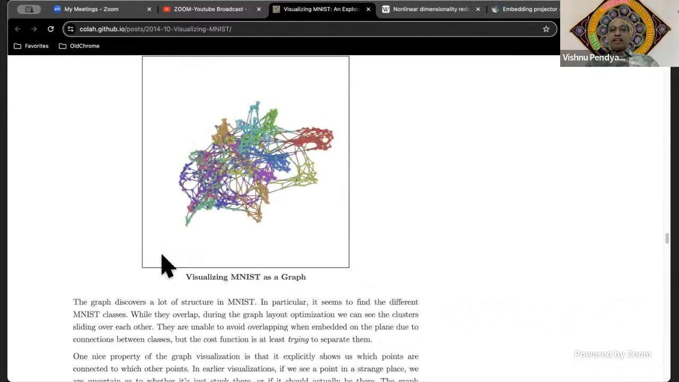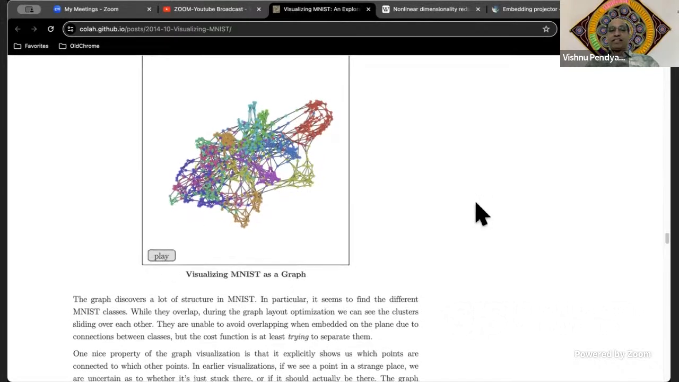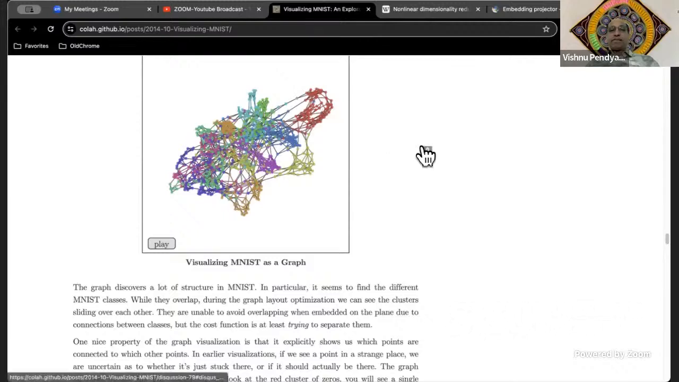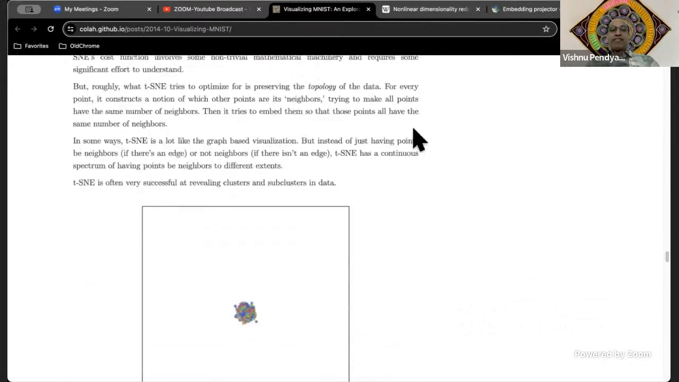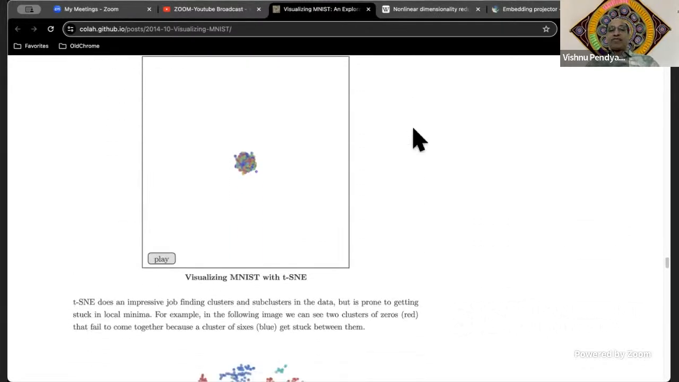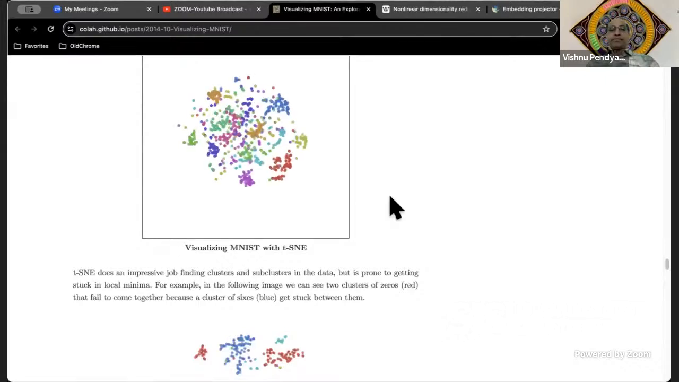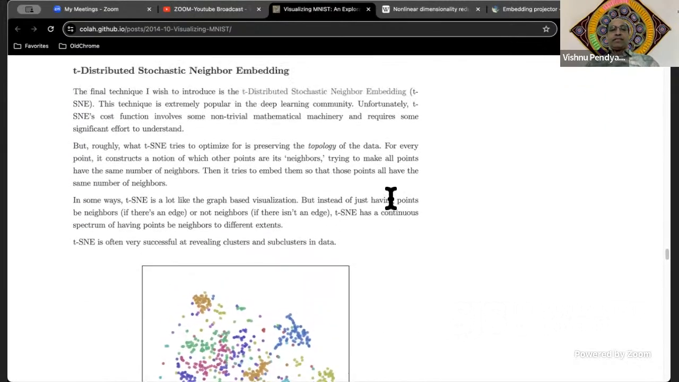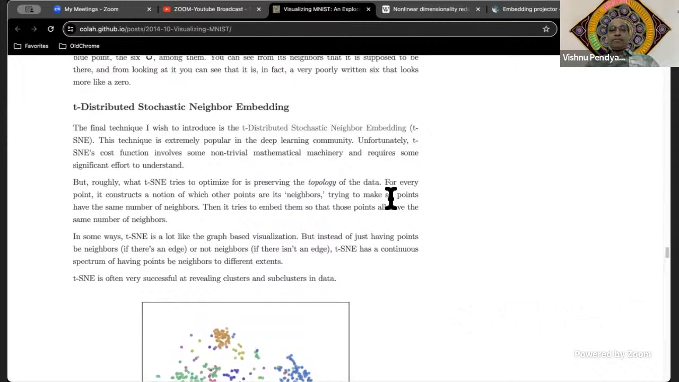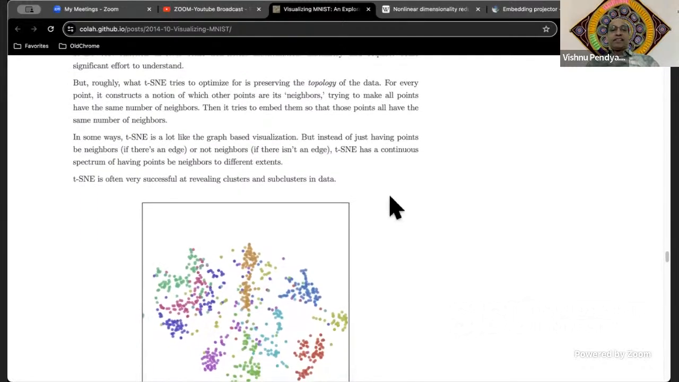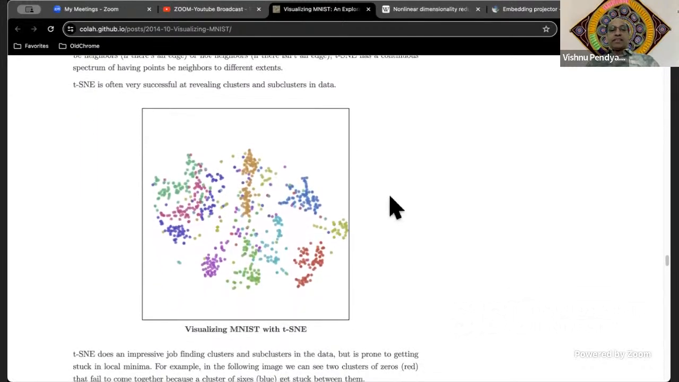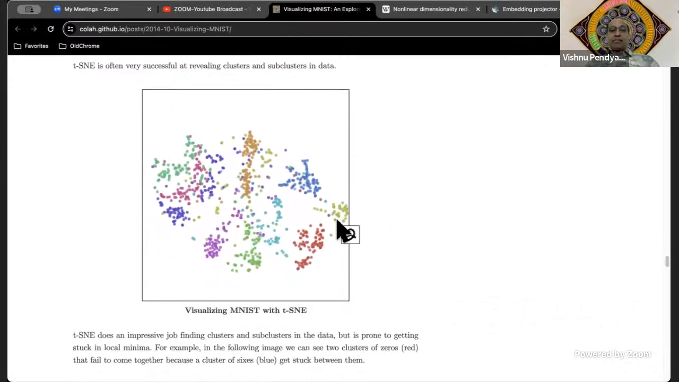So the MNIST, when visualized as a graph, looks like this. Using Euclidean distance, these are all zeros, these are all threes, and you can look at the distances, and when plotted as a graph, it looks like this. And based on that graph concept, t-SNE groups them for better visualization. And as you can see, the graph-based visualizations are much better.